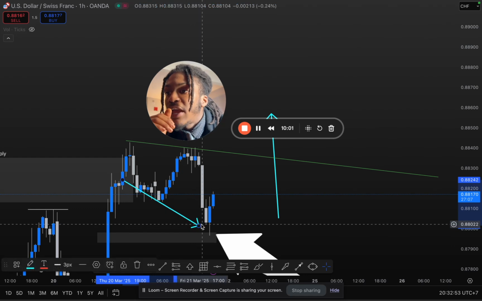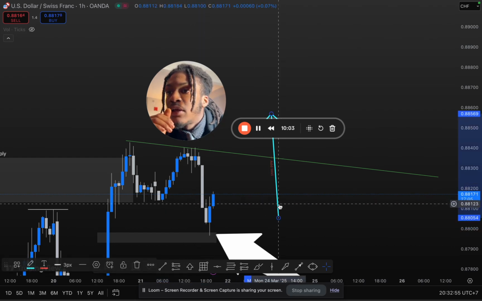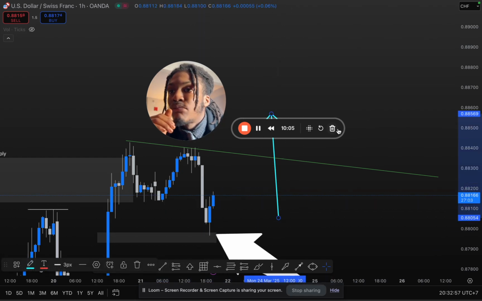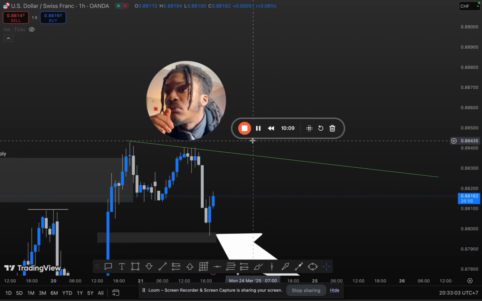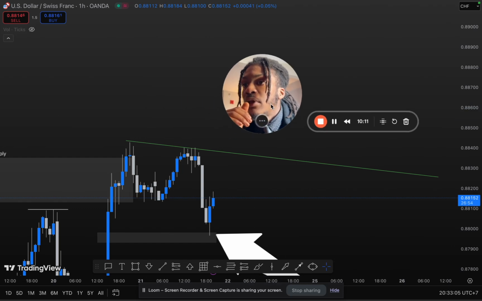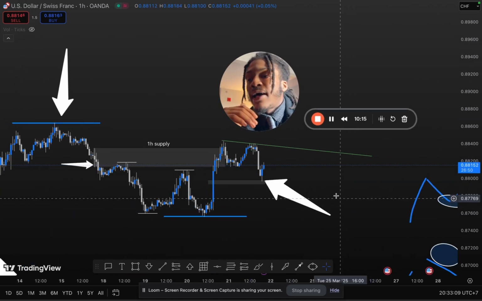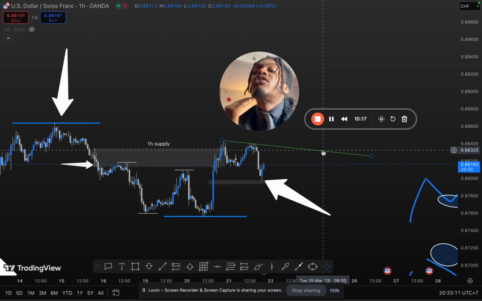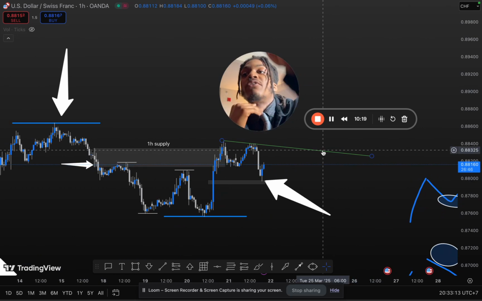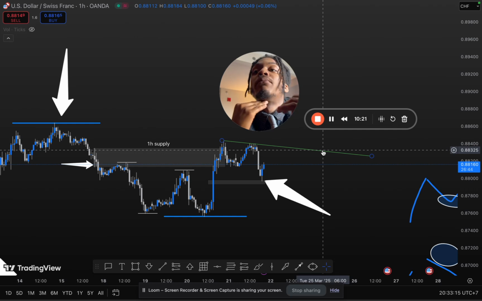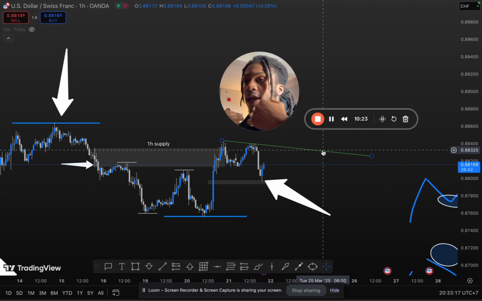So yeah, price came down, tapped into that demand, and now I'm expecting price to break the green line and take out that liquidity, specifically buy side liquidity. Buy side liquidity is liquidity above you if you're buying, and sell side liquidity, if you're selling, is beneath you. So liquidity for me looks like popular areas where there are traders and their stop losses are at.